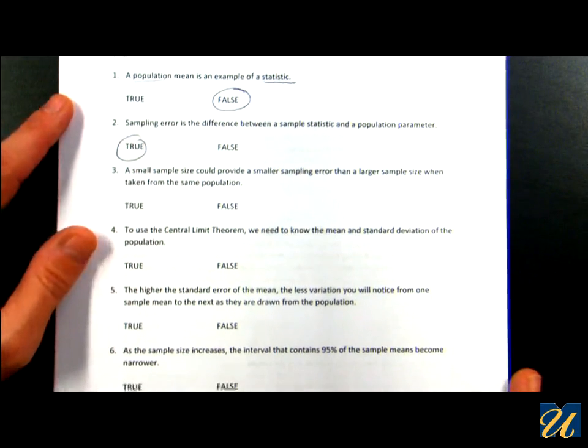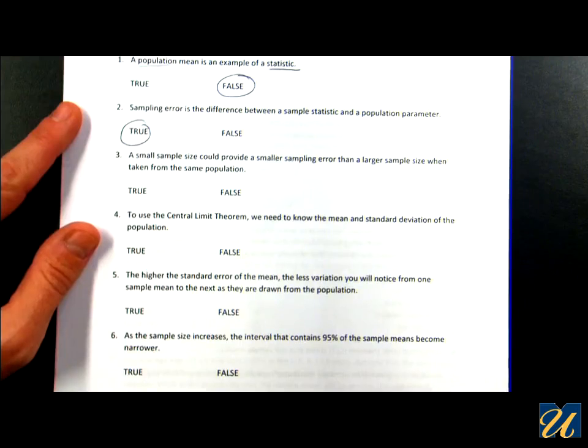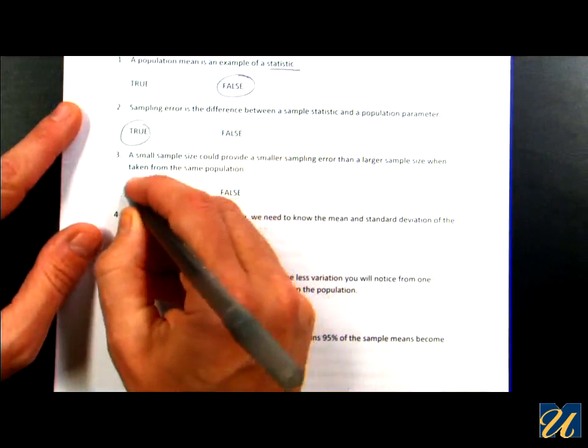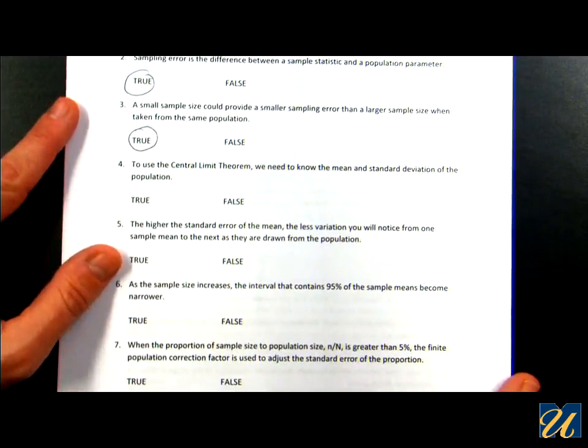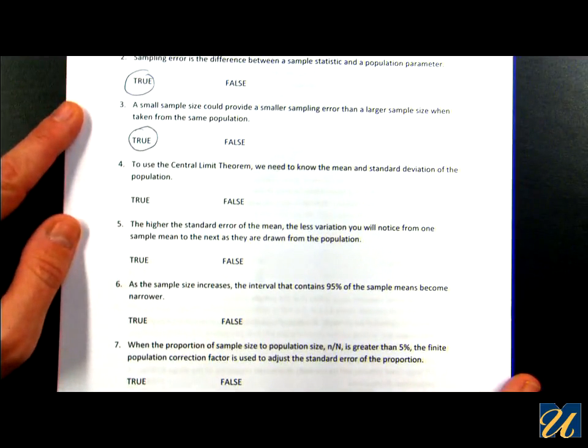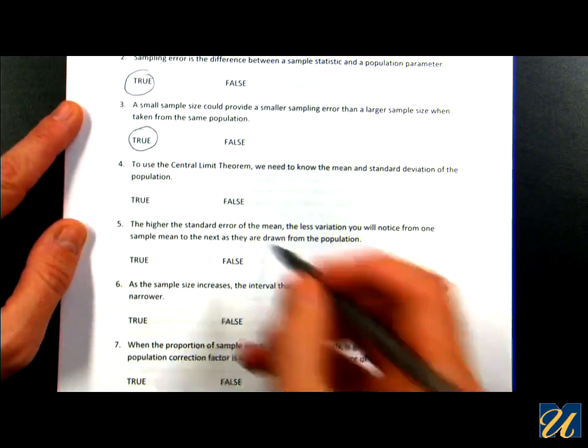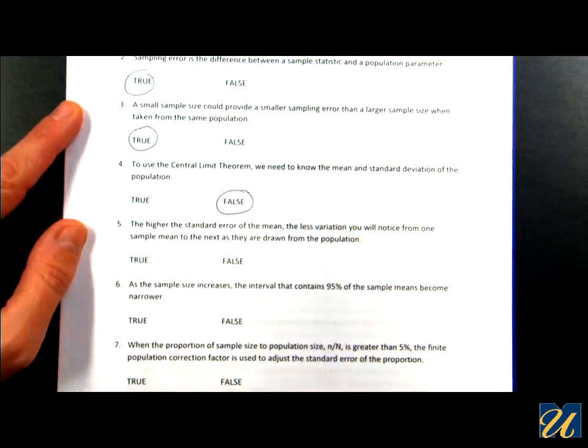Number 3, a small sample size could provide a smaller sampling error than a larger sample size when taken from the same population. This is correct. This is true. To use the central limit theorem, we need to know the mean and standard deviation of the population. This is false. We need to know also the sample size, n.